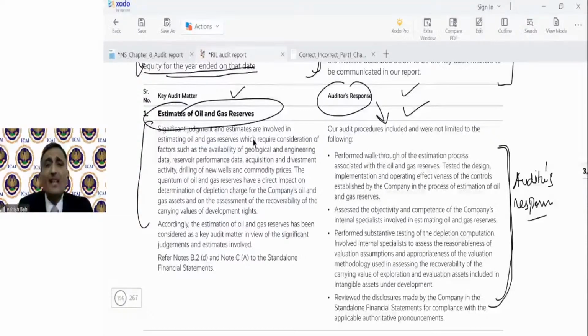No, Manish, the auditor can state key audit matters if he wants, but in case of listed companies, it is mandatory.